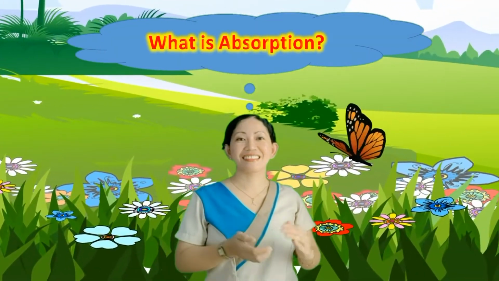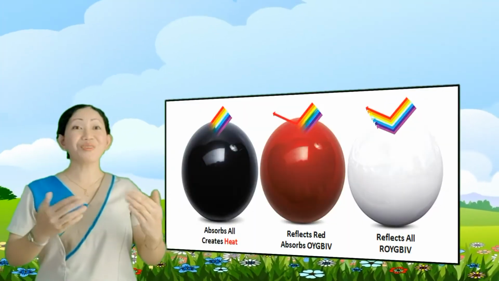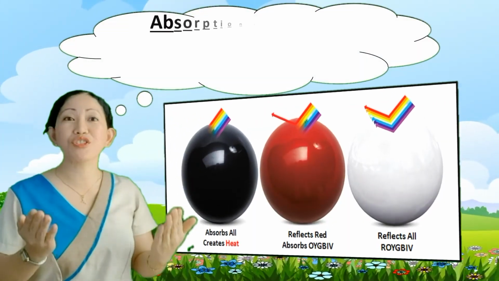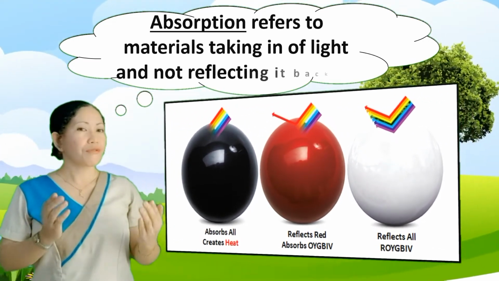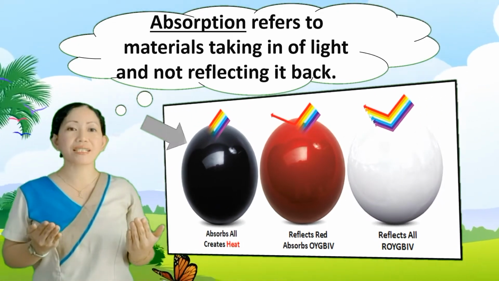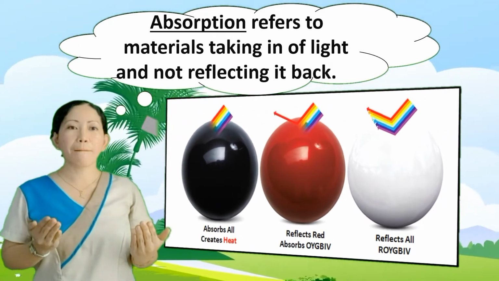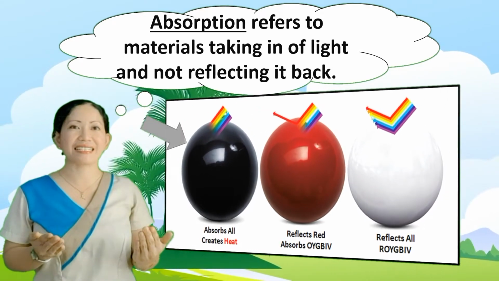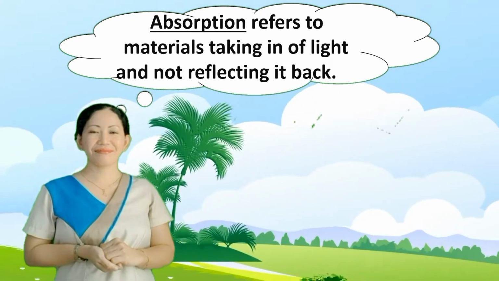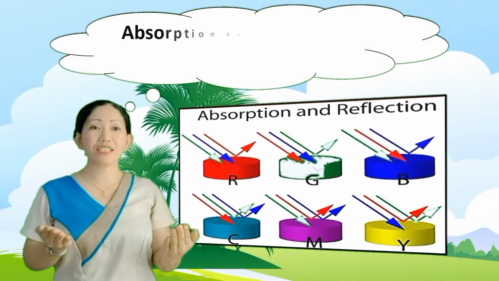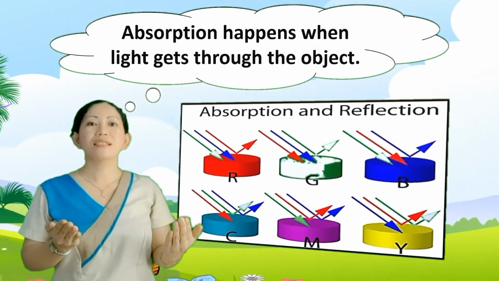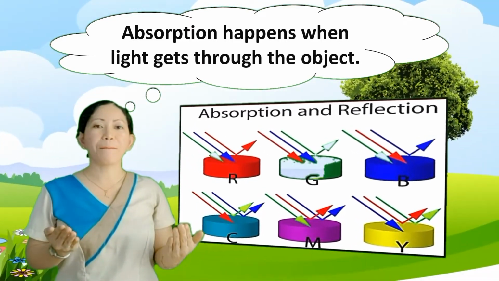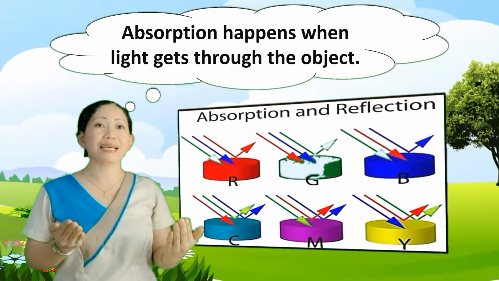What is absorption? Alright, absorption refers to materials taking in light and not reflecting it back. For example, when light strikes a black surface, it is absorbed by the surface and nothing is reflected. Absorption happens when light gets through the object. When light hits an object, some parts of the light are absorbed by that object and some are reflected back.